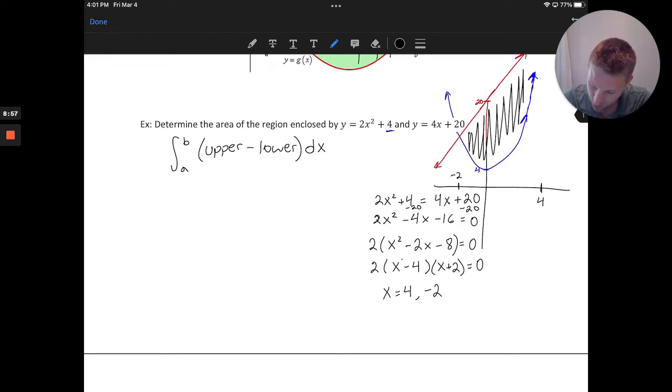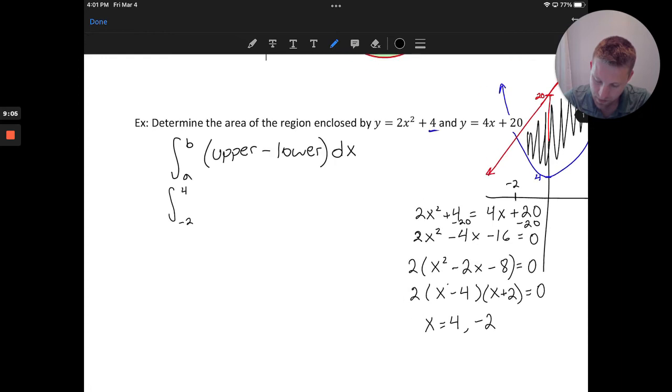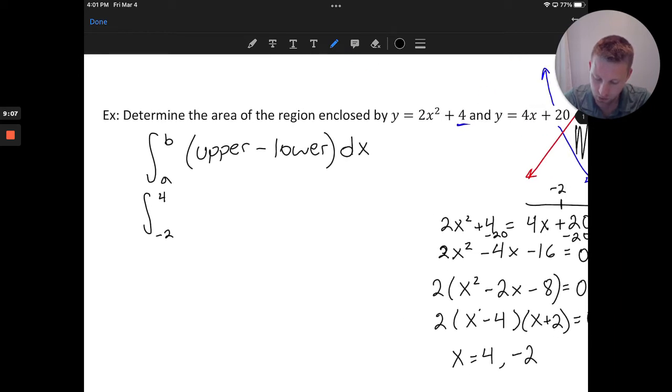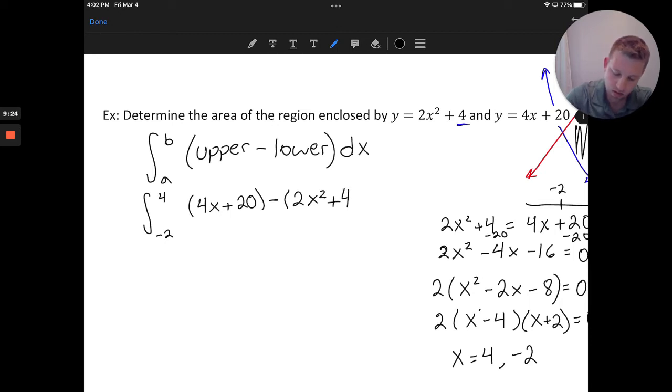So we're going to have the integral of the bounds from negative 2 to 4. The upper function, again, is our line. So we'll write that one first. And then we'll subtract our parabola, 2x squared plus 4 dx.